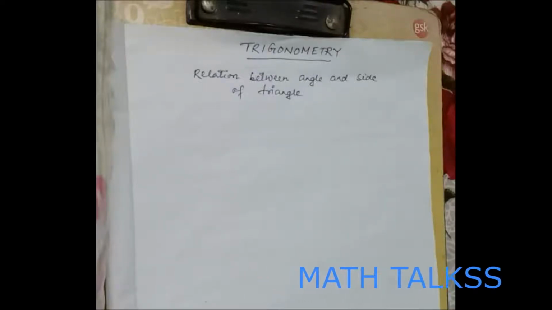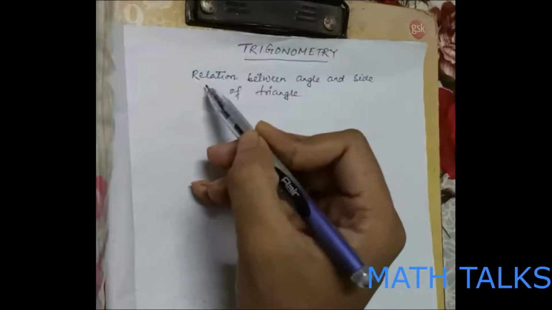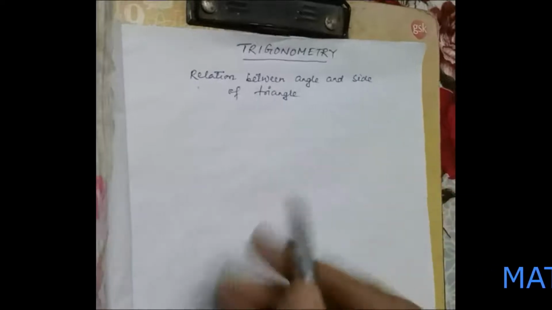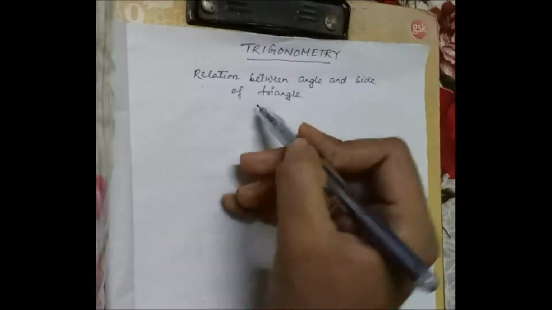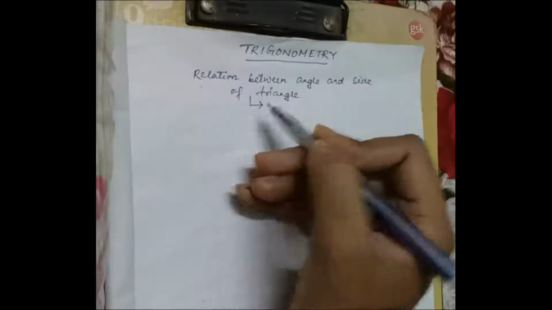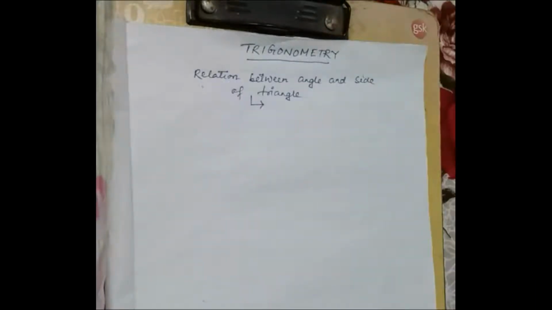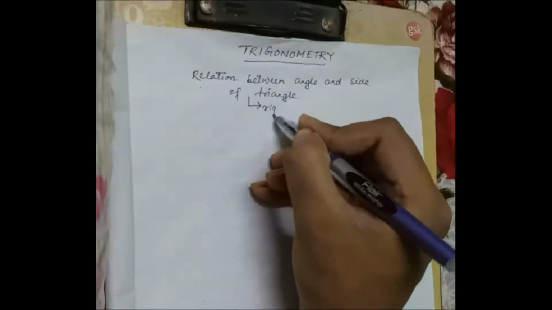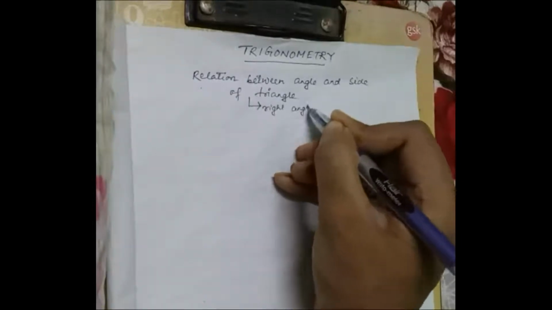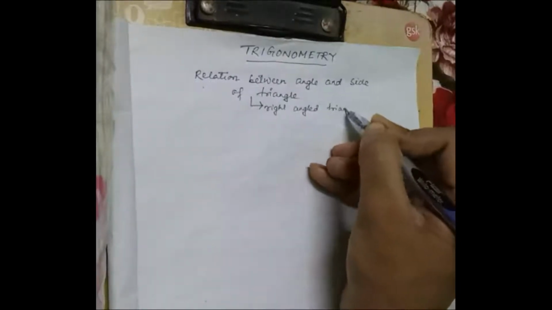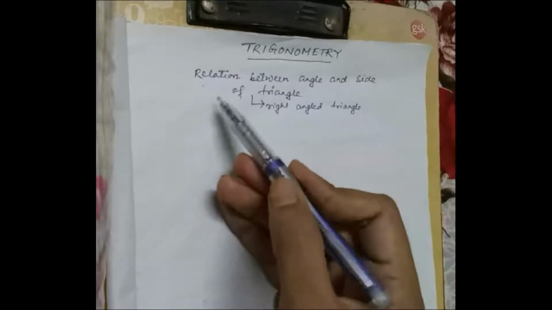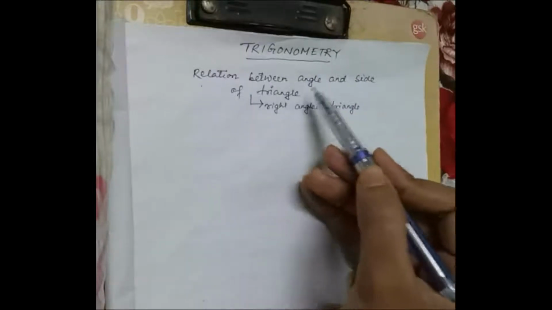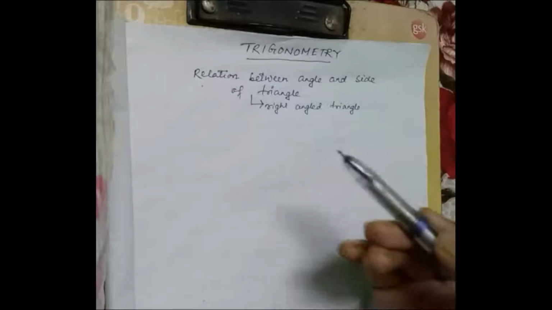Trigonometry is the relation between angle and side of a triangle, and more specifically it is a right angle triangle. So finally, trigonometry is the relationship between angle and sides of a right angle triangle.